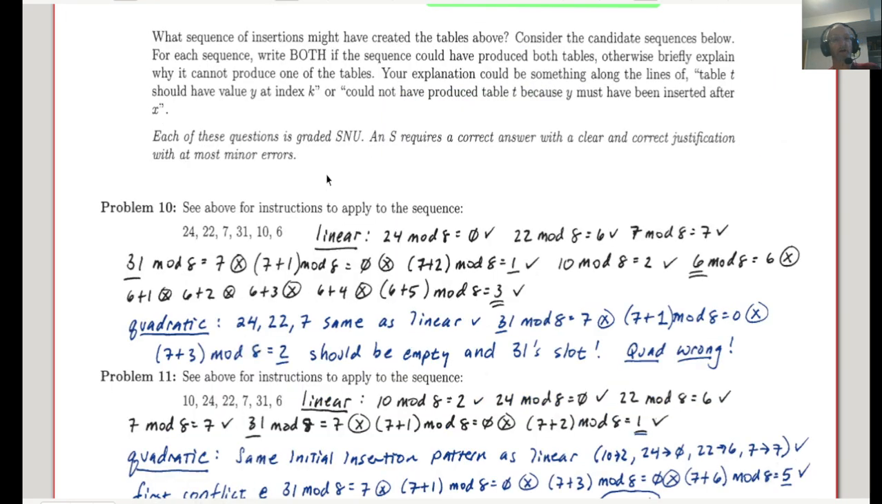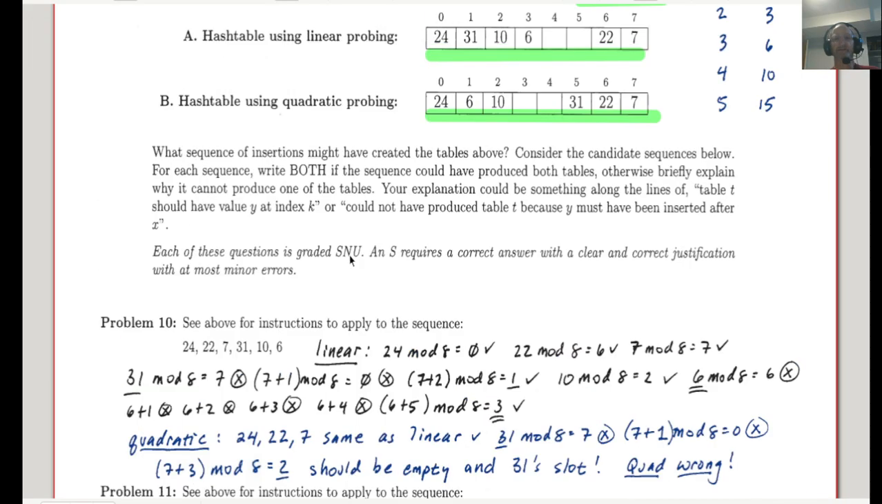So for problem 10, see if I can get all this on the screen. This is not going to be fun, actually. That just occurred to me. For 11 and 12, for the linear table, I'm going to do some erasing too, because this is going to get ugly. Okay. For the linear table, we insert 24.